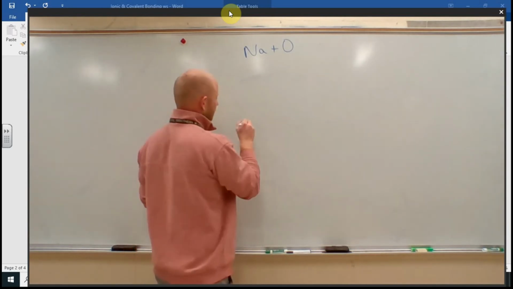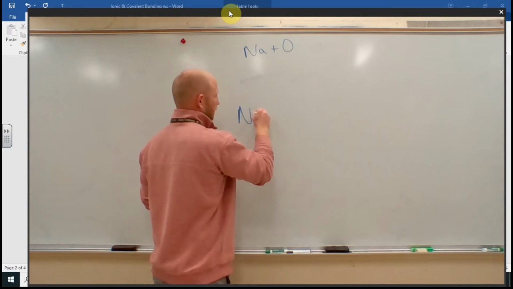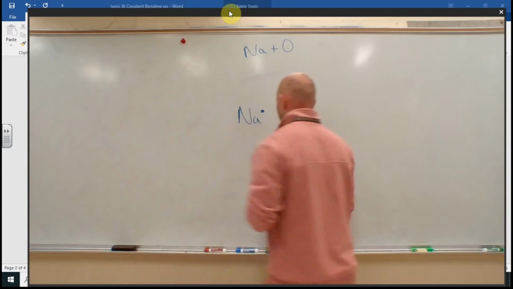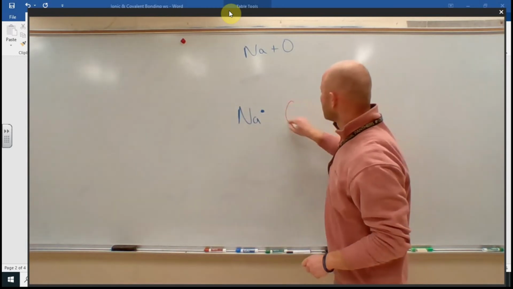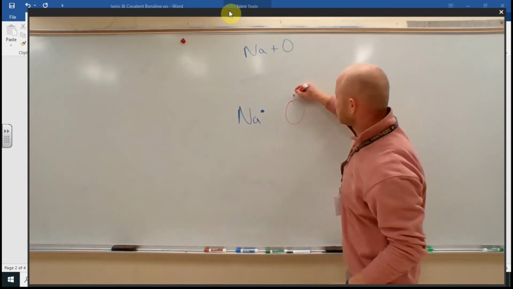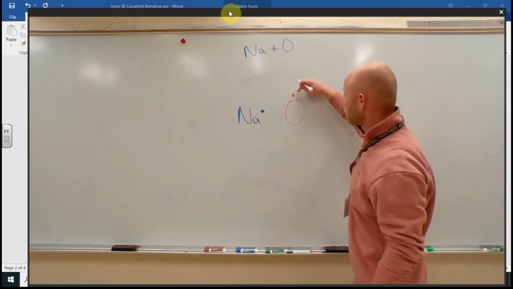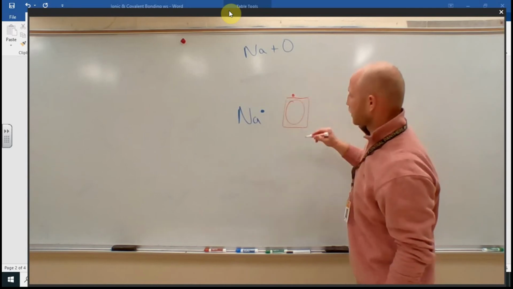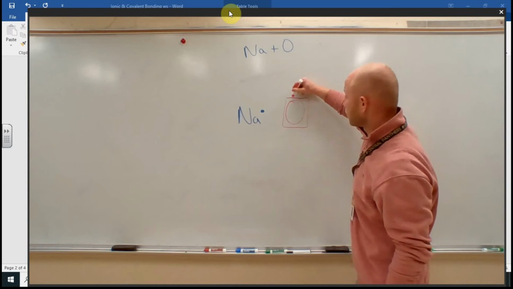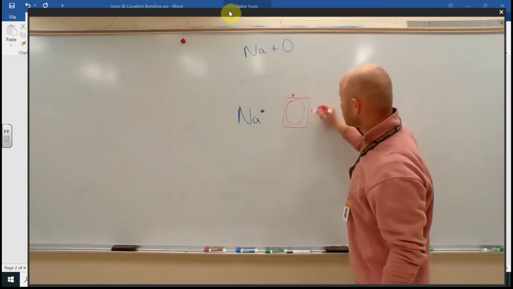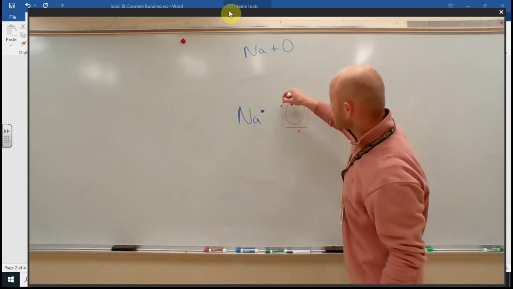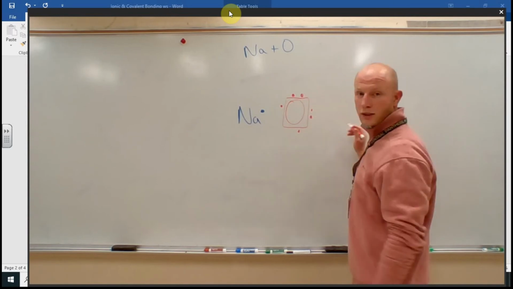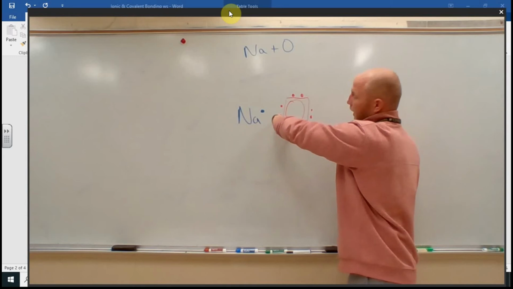I have a sodium that has 1 valence electron. Okay, I have oxygen. Oxygen actually has 6, and this is how I do these guys. I treat the element like it's a square. There's 4 sides to it, so I'll put 1 on this side, 2, 3, 4, 5, and 6. So we can see automatically that we have 2 open spots.